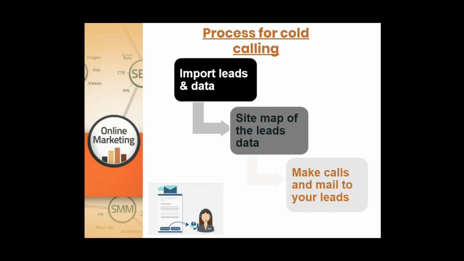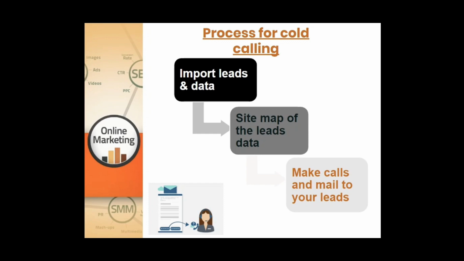So, the very basic process of cold calling contains 3 steps. First, we collect the data of our leads and import it. Next, we do the field mapping of the leads. That means assigning the columns of the data, which one contains the company name, which contains the phone number, which contains the URL of the company website, and so on. And the last one is making a call and mail to our leads.